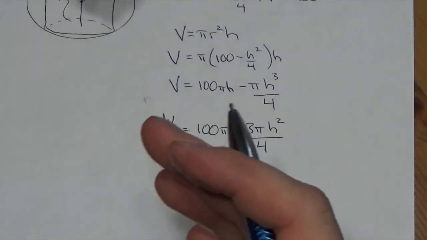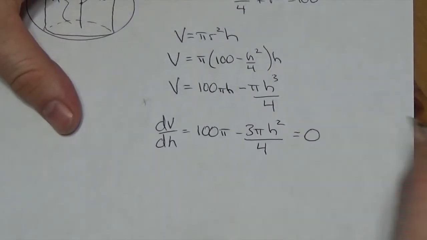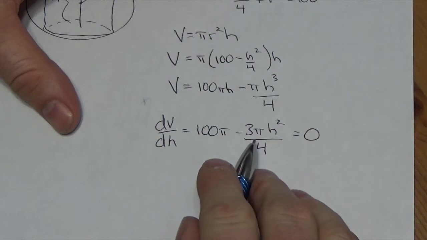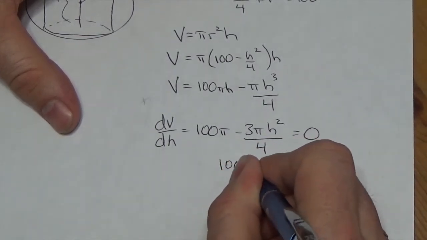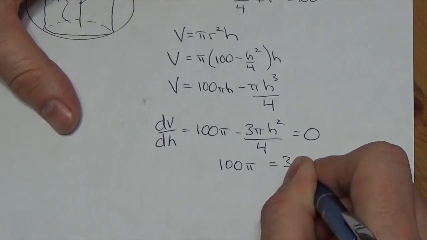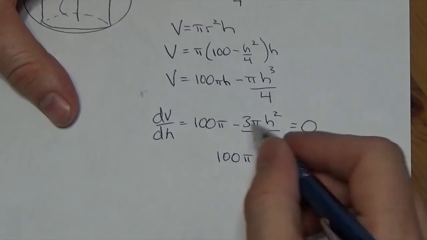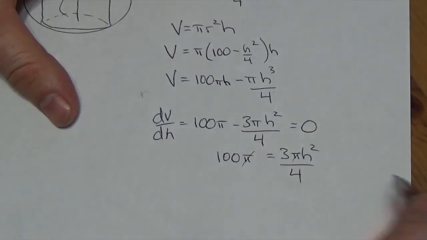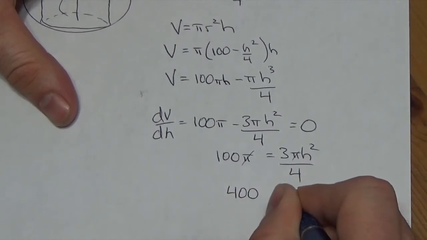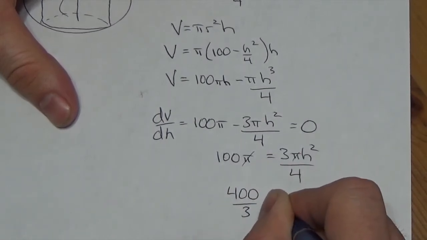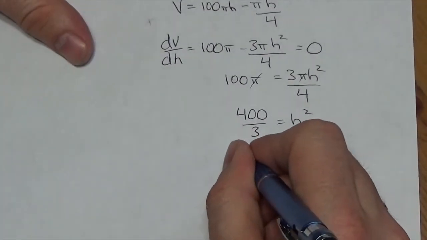I want to maximize this. I'm looking for the critical numbers, so I'm going to set my derivative equal to 0, and I'm going to solve for the variable. So I'm going to bring that over. So this will be 100 pi is equal to 3 pi h squared over 4. Pi's are going to cancel. I'm going to multiply by 4, so I'm going to get 400 over 3 is equal to h squared. And then I'm going to take the square root.